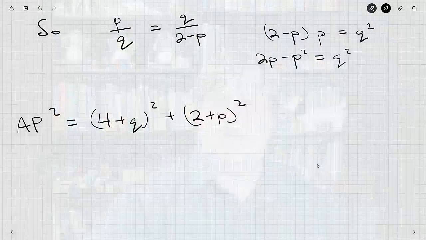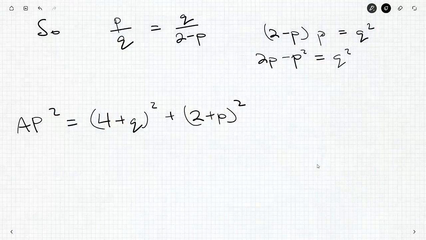The problem is, when I expand (4 plus q) squared, I'm going to get a q squared, which I can replace with 2p minus p squared, but I'm also going to get a plain old q, which I guess would have to be replaced with the square root of 2p minus p squared. I don't know if I'm exactly happy with that. Well, let's explore. Maybe there's some other angle I'm missing. I don't know.